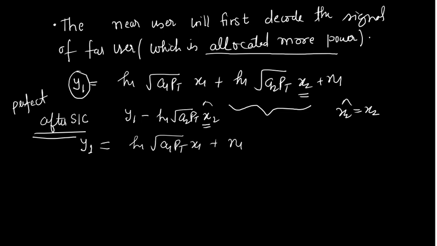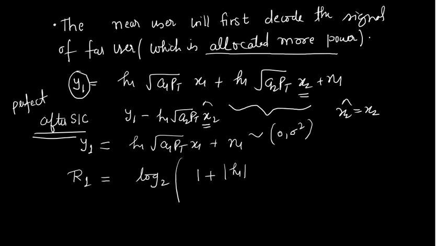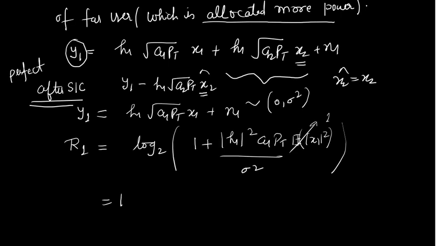So what is the rate at user 1? Log 2 of 1 plus, if the noise is sigma square, if you remember by Shannon's formula, the SNR is, we have assumed that |x1| square is 1, divided by sigma square. So the data rate achieved for user 1 is this, under perfect SIC.